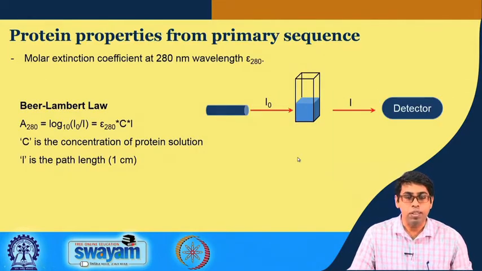So, the first information that you get from your sequence is the molecular mass, and we can use that to give us confidence about the correctness of the protein that we have purified.